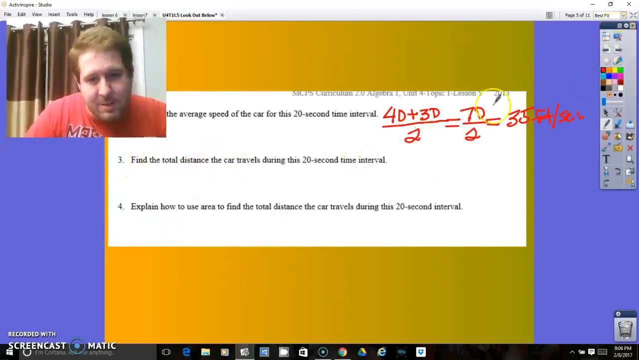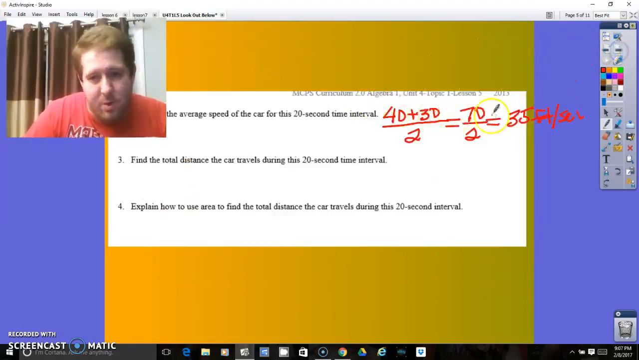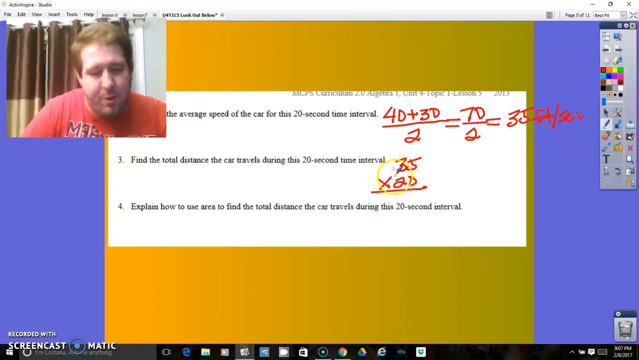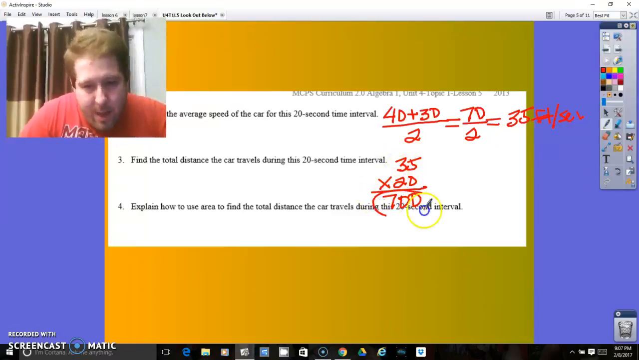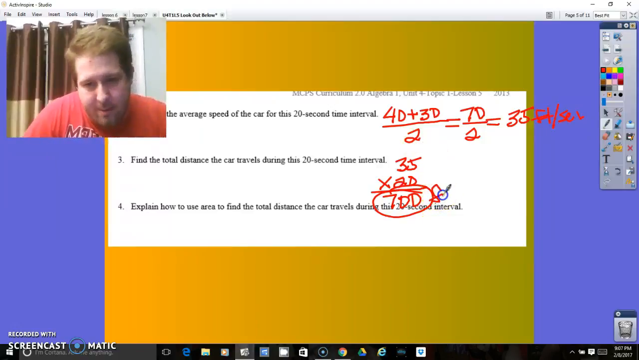Now, finding the total distance. You might be wondering, if you're traveling for 20 seconds and you started going 30 feet per second, can't you just multiply 30? No, because that's not the average. The average in this case was 35 feet per second. If you multiply that by 20 seconds, that means you're going exactly 700 feet altogether.